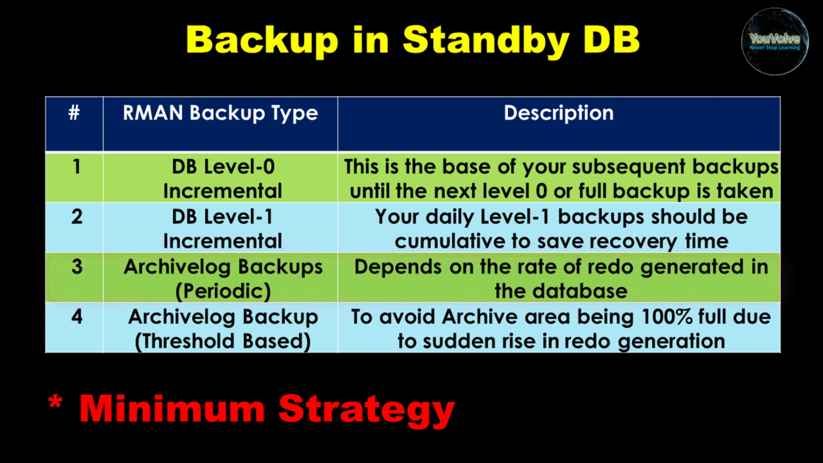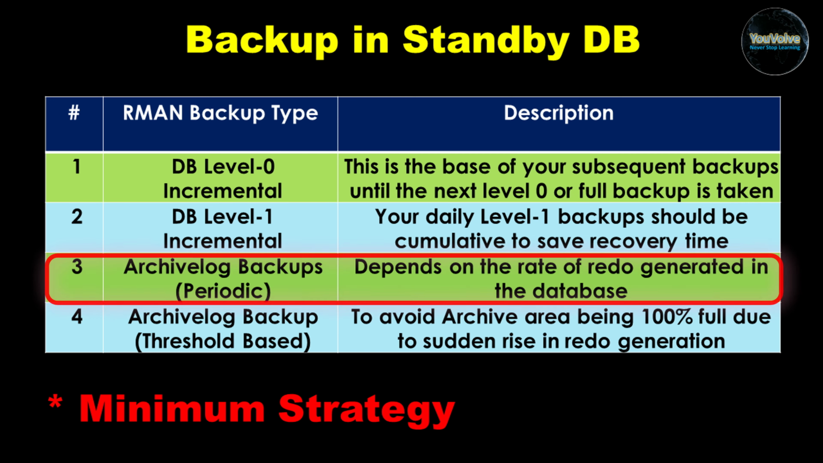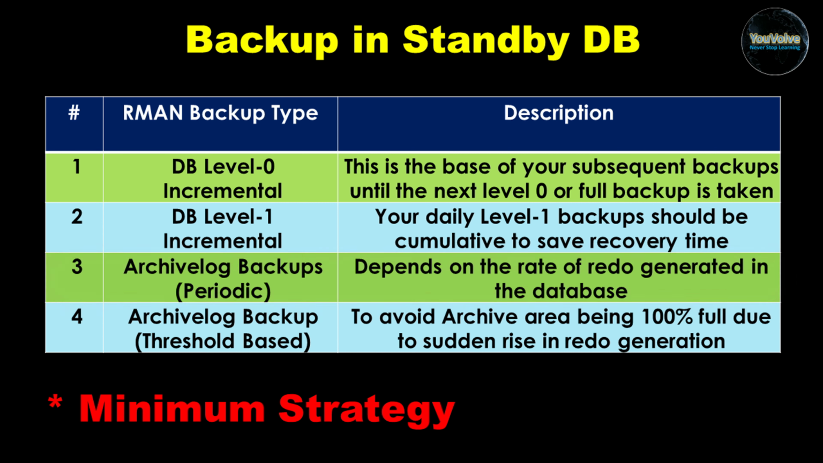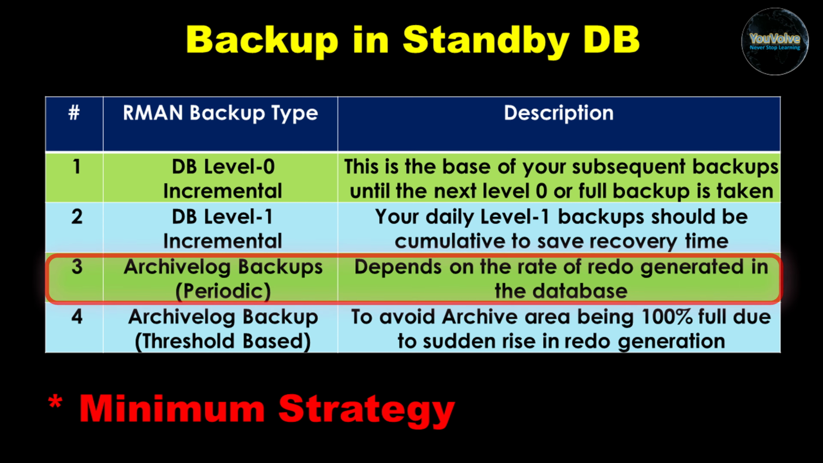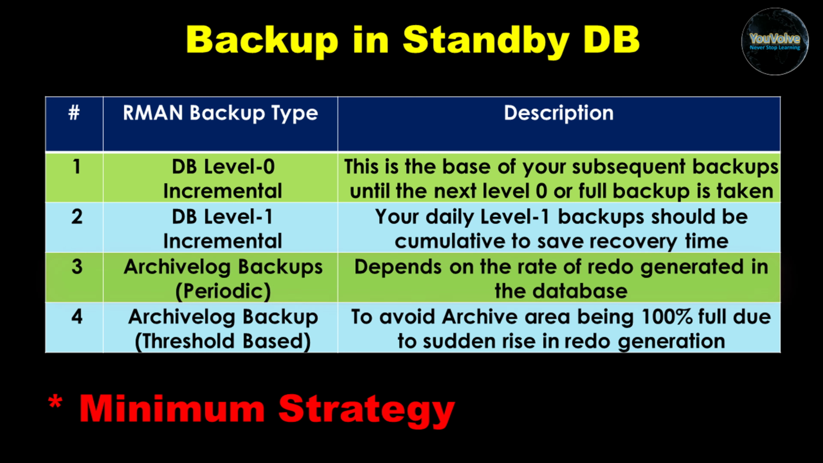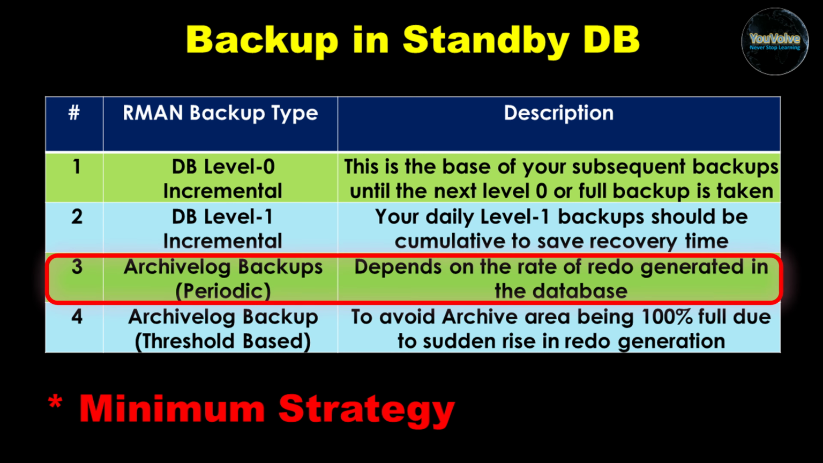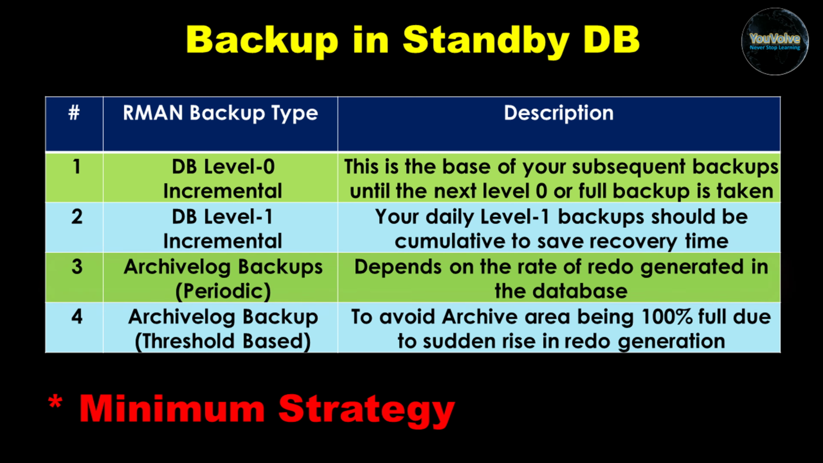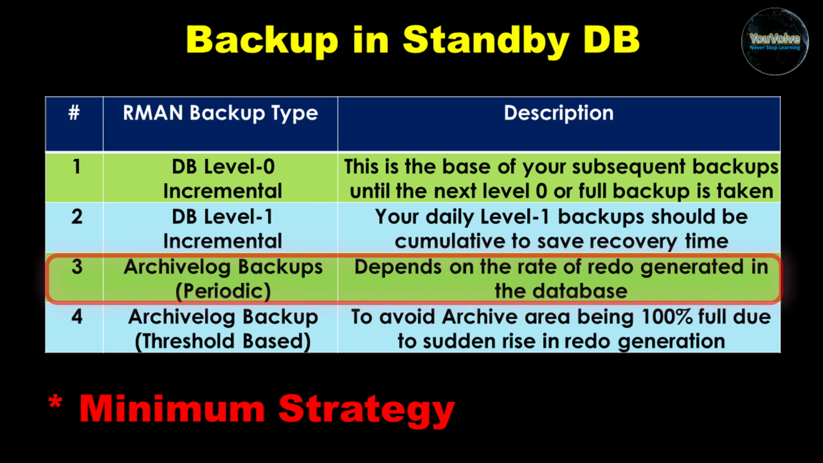Number 3, a periodic archive log backup. The schedule for a periodic archive log backup depends on the rate of redo generated in the database. If your database has very fast redo generation, then you may have archive log backups every 1 hour, 30 minutes, or even less than that. On the other hand, for a slow redo generating database, you may have every 2 to 4 hours frequency.